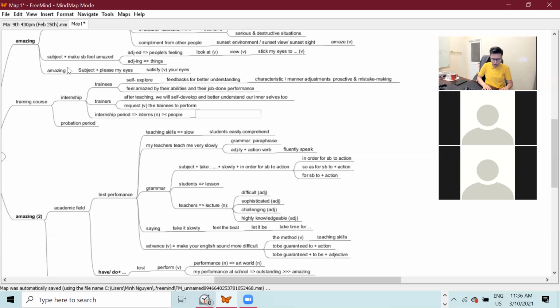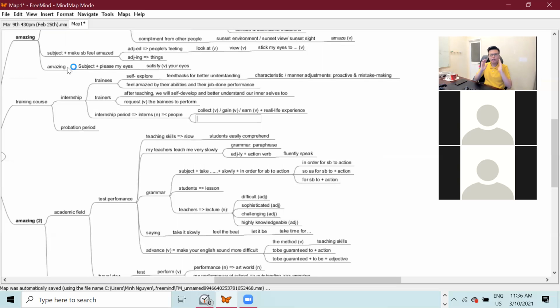So for internship, we only collect, we only gain, we only earn the real life experience, and nothing more than this. We are not going to be hired, we are not going to be employed, and we are not going to be guaranteed a spot in the company's environment. No guarantee for a job spot.